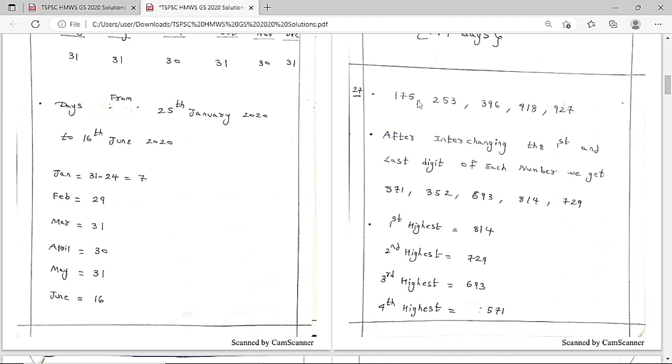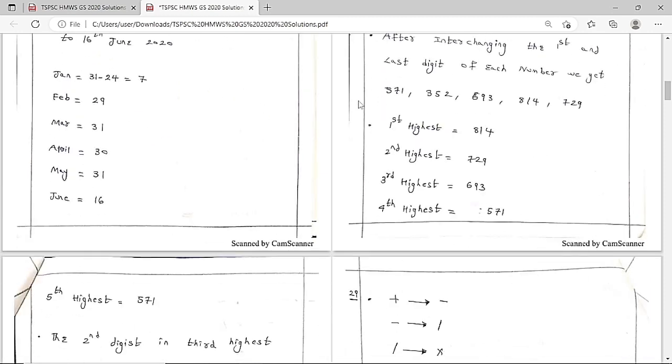So you can see clearly 814 is the first highest number. 729 is the second highest number. 693 is the third highest number. And 571 is the fourth highest number. And 352 is the fifth highest number. So you can see clearly from this one. Now, in the question what they asked, what will be the second digit of the third highest number? So third highest number is this one. What is the second digit? 9. So 9 is the second digit of the third highest number. So this is what they asked in the question.